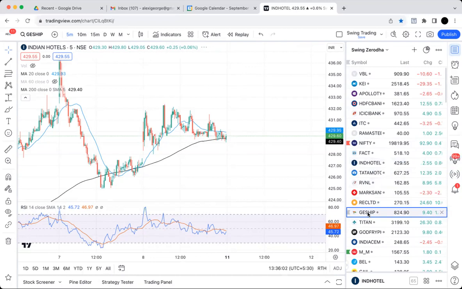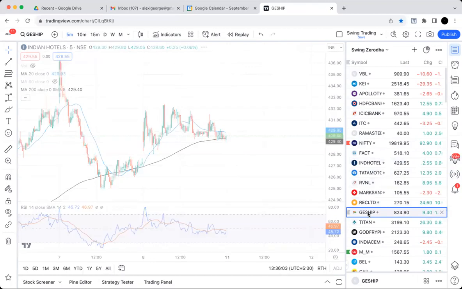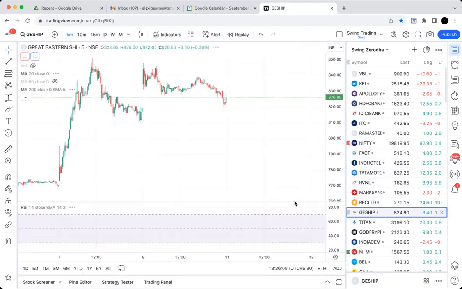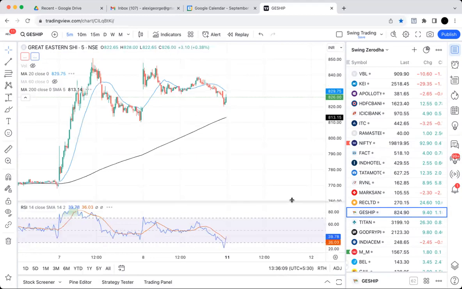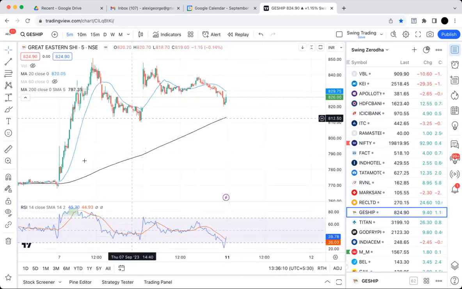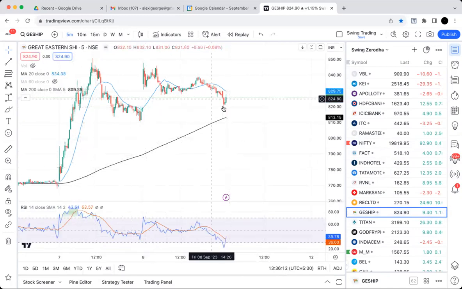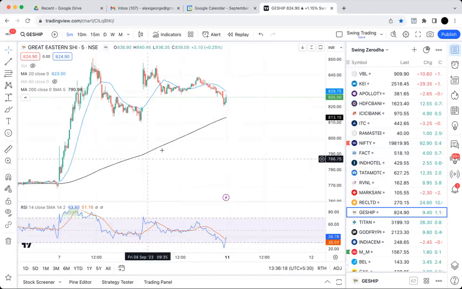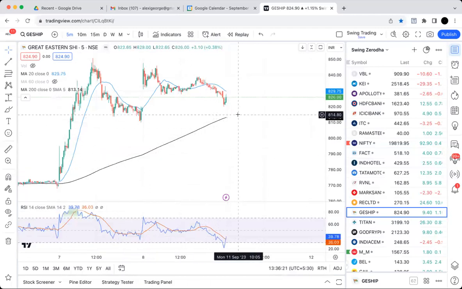All right. GE Shipping. All right, here as well. The 20 is above the 200, and it's just going to come back down close to the 200. The 20 is going to come back down, and the 200 is on a steep incline going up, so I don't see that as a good possibility.